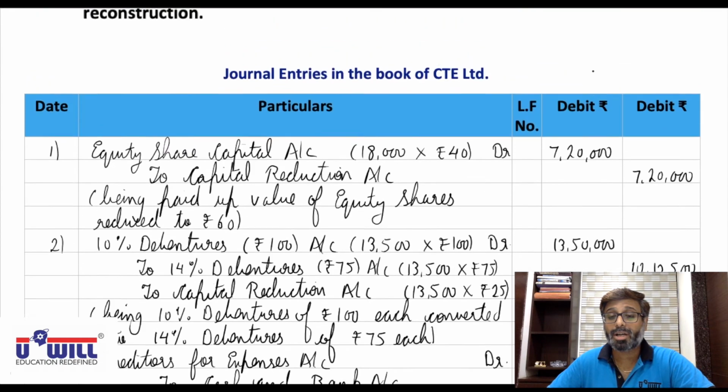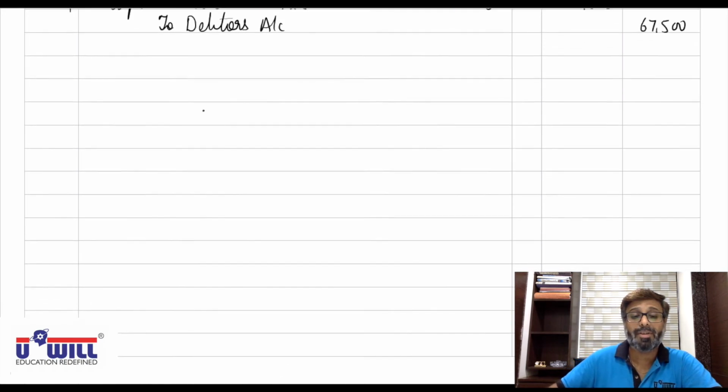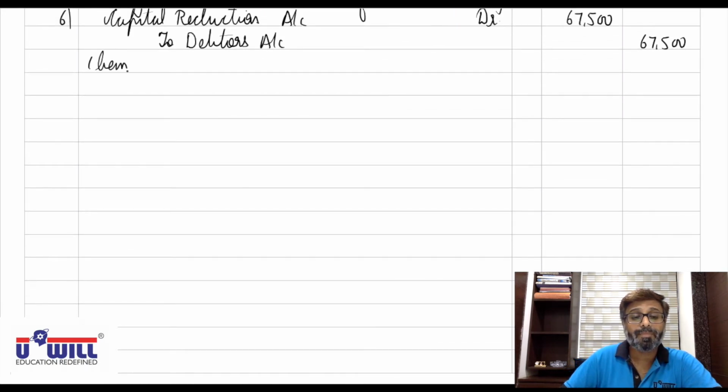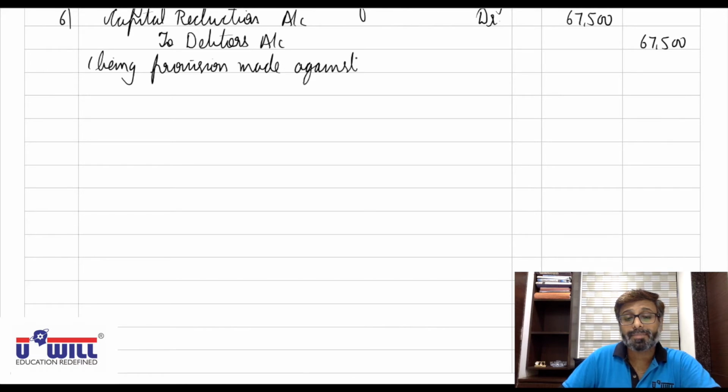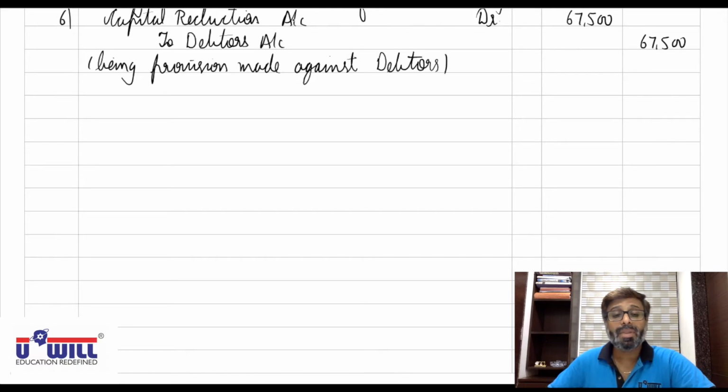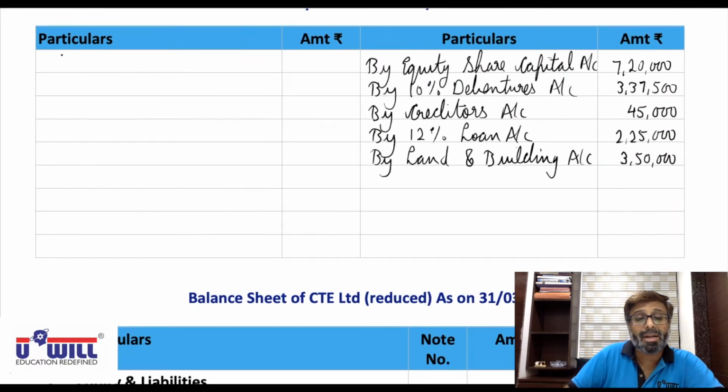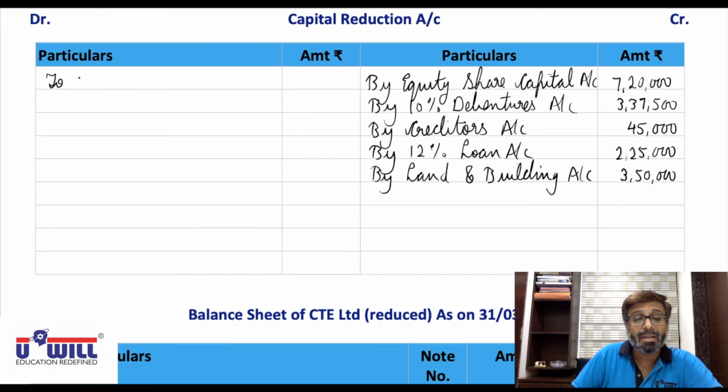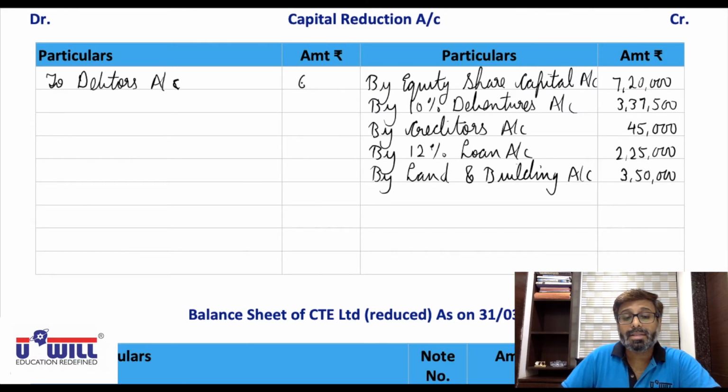Okay, capital reduction account debit to debtors account 67,500, being provision made against debtors. Now capital reduction account debit. So in capital reduction account we'll write on debit side opposite account to debtors account 67,500.